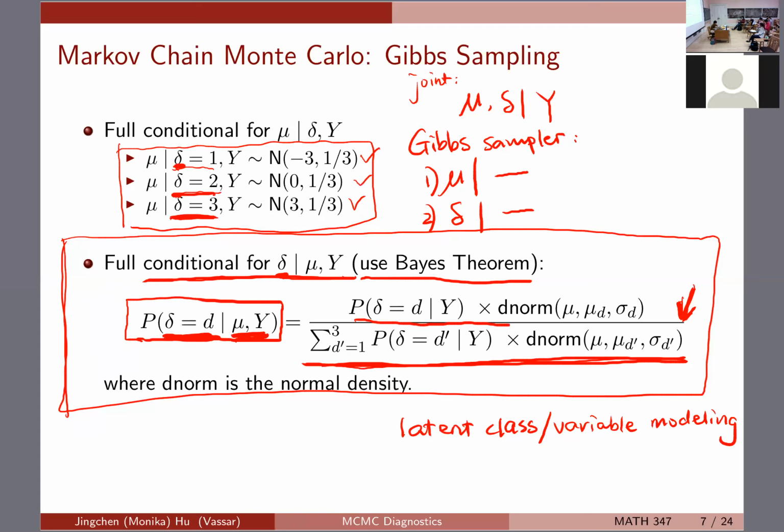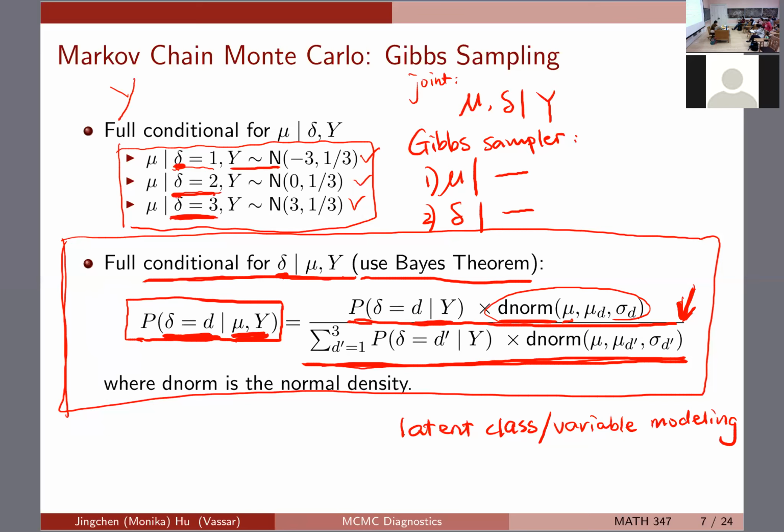a Bayes theorem in the sense that on the top, I'm looking at the joint probability of the data coming from that particular latent class. In the bottom, I'm summing up all of the possibilities. Okay? So on the top, this is the density of the particular y evaluated as a normal model, because that's what we assumed in the first place.